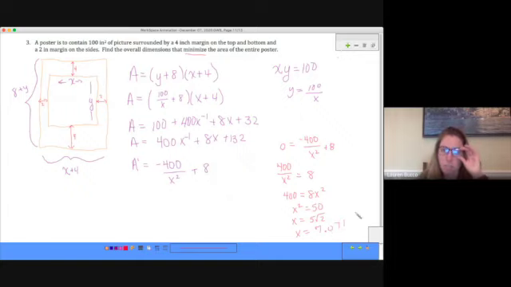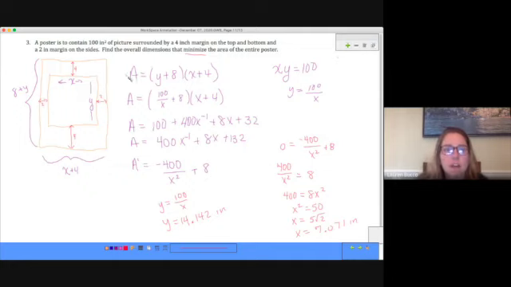We've got to start doing this, so we get full credit. And that would be inches. So then my y, I'd have to do 100 divided by that, right? So my y is 100 divided by x, which is 14.142. And that would also be inches.